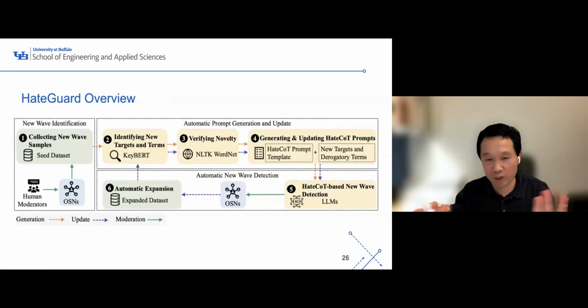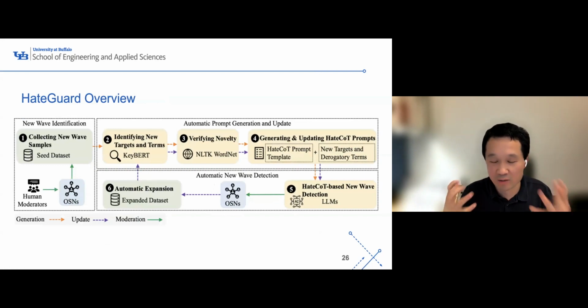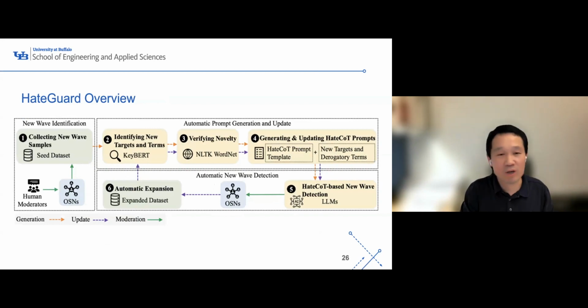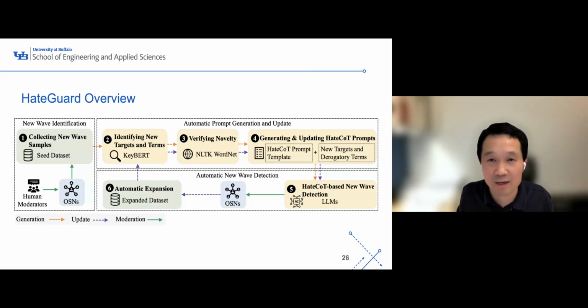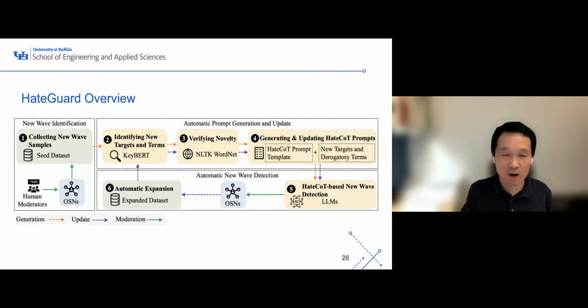In this work, we try to utilize large language models and generative AI. We don't need to train the model; we just give some prompts and some examples, and then the model can detect those new waves of hate speech. Those large language models have been trained on a large data set, so we just need to teach the model a little bit, and then the model can identify those new problems.